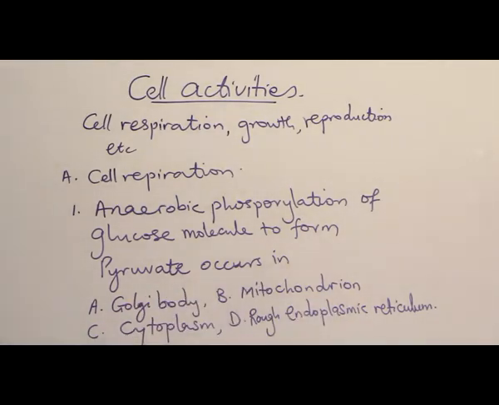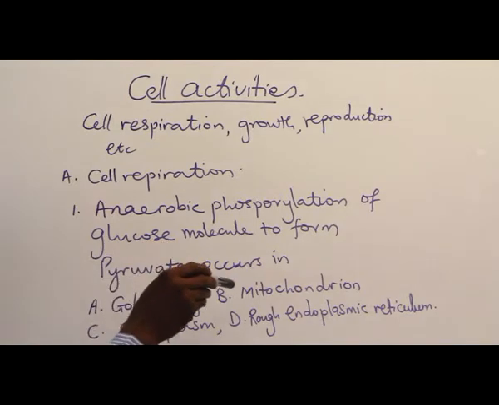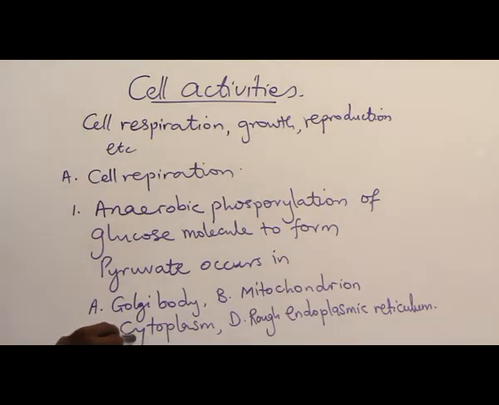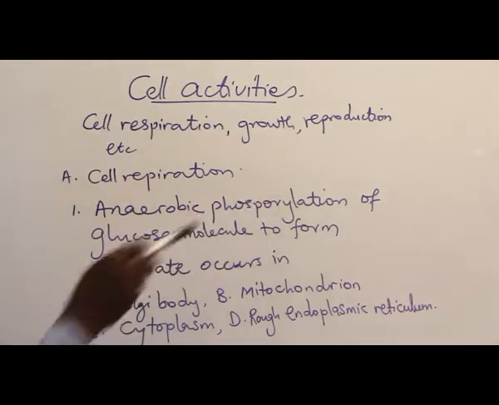This is a straightforward question. We know that in the cell, aerobic respiration is taking place in the mitochondrion. We know that the Golgi body is not involved. We know that rough endoplasmic reticulum is not involved in respiration. The mitochondrion is known for aerobic respiration. So the answer is C. That is, the glucose is broken down to pyruvic acid inside the cytoplasm using enzymes without oxygen. That's why it's anaerobic phosphorylation.